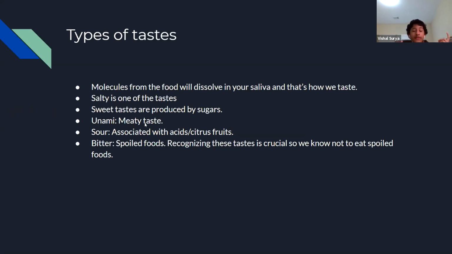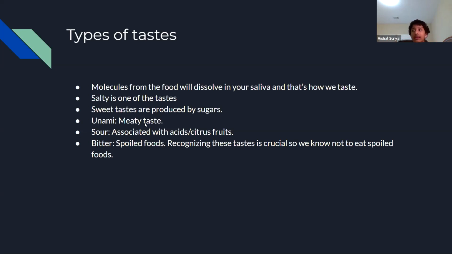So the first taste is saltiness. The next one is sweetness, and you can guess that sweetness is produced by sugar. The next one, people might not really hear about much, but it's called umami. This one gives the meaty taste when you eat, for example, a steak or chicken. That's what gives you the meat taste from it. That's umami. And sour taste is associated with acid or citrus fruits, such as an orange or Sour Patch Kids. And then there's bitter, which is the spoiled foods.